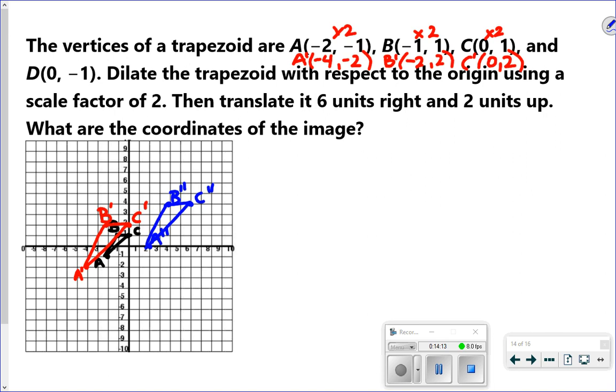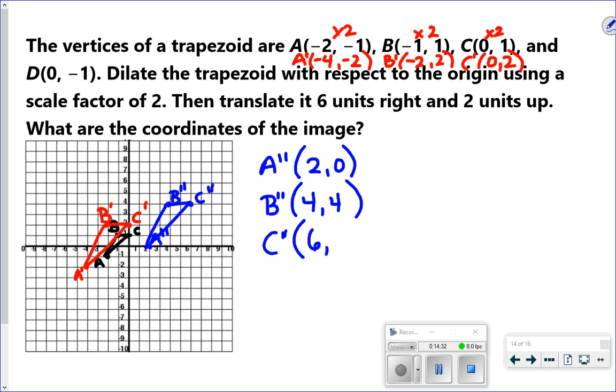And then it asks me to list my new coordinates. So I'm going to look at my picture and write them out. So second copy of A is at 2, 0. Second copy of B is at 4, 4. And the second copy of C is at 6, 4.